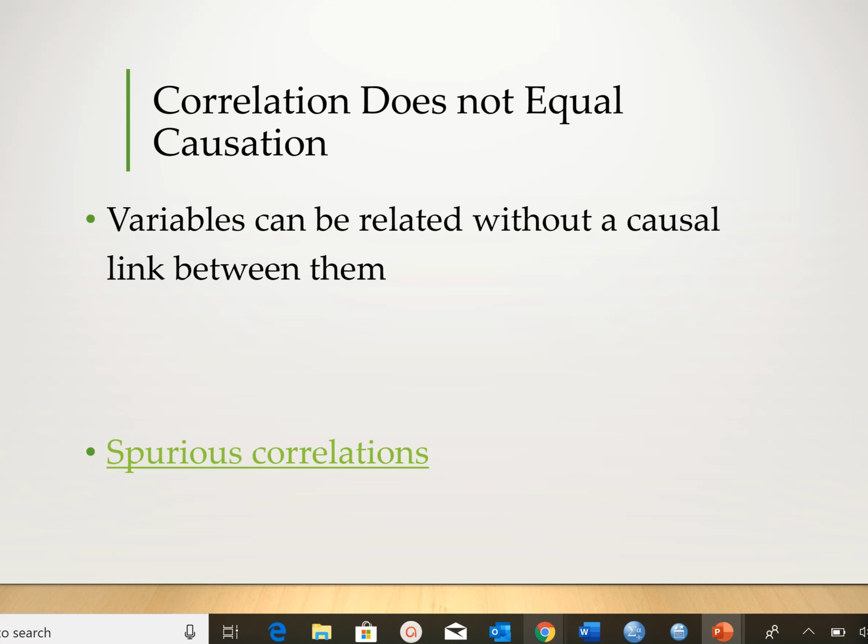As I've already mentioned, correlation does not mean causation. There's a lot of fun spurious relationships that you can explore on this website that has a number of humorous spurious correlations.